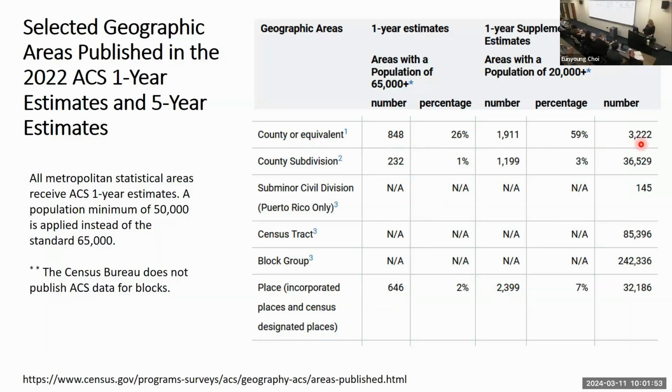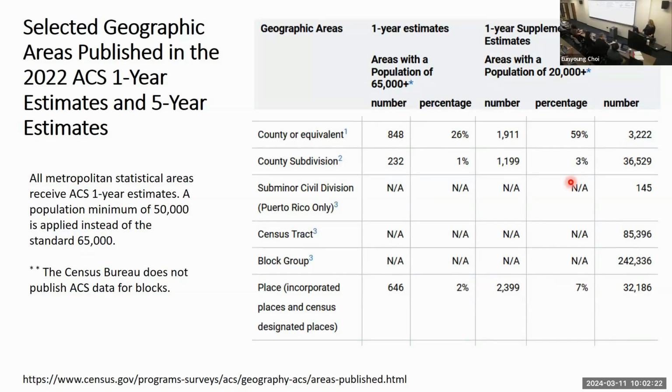You can see there's 3,222 counties currently, and the 1 year estimates, which can only be collected in counties whose population exceeds 65,000, only end up with about 848 counties in 1 year, so about 26% of the total number of counties. Now, once you add those all up after 5 years, you've gotten all of the counties in the United States.